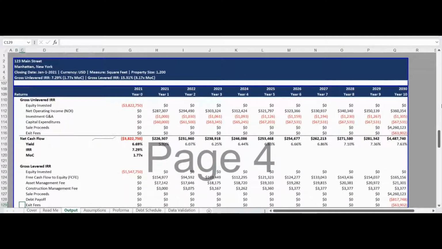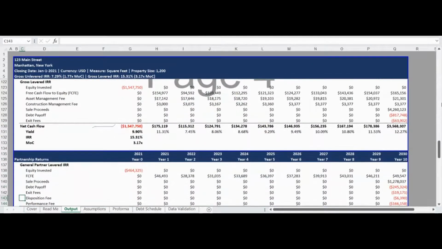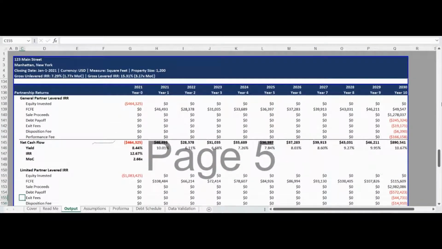Now that the operating figures have been presented, the report dives into returns. The first return section highlights the gross unlevered internal rate of return, yield, and multiple of capital. The gross levered internal rate of return, yield, and multiple of capital are presented next. The partnership level returns are presented next.